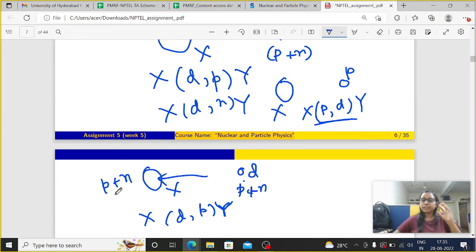Let's say, electromagnetic interaction means what? Here the charged particle is the proton, a positively charged particle, and the neutron is a neutrally charged particle. So the neutron does not participate in any electromagnetic interaction, but the proton does. Inside that capital X there are many protons. Now when a high energetic deuteron comes, it has one proton and one neutron.